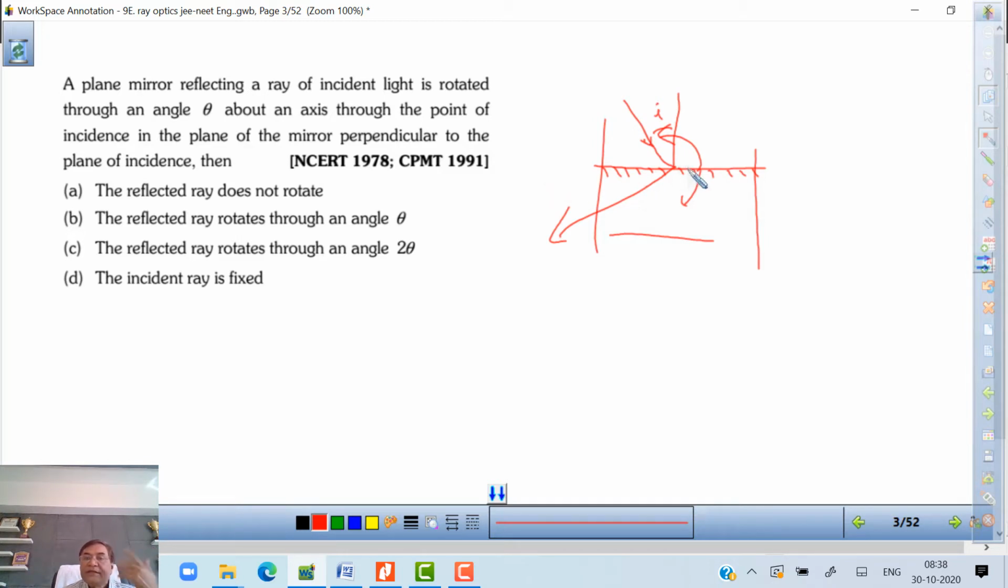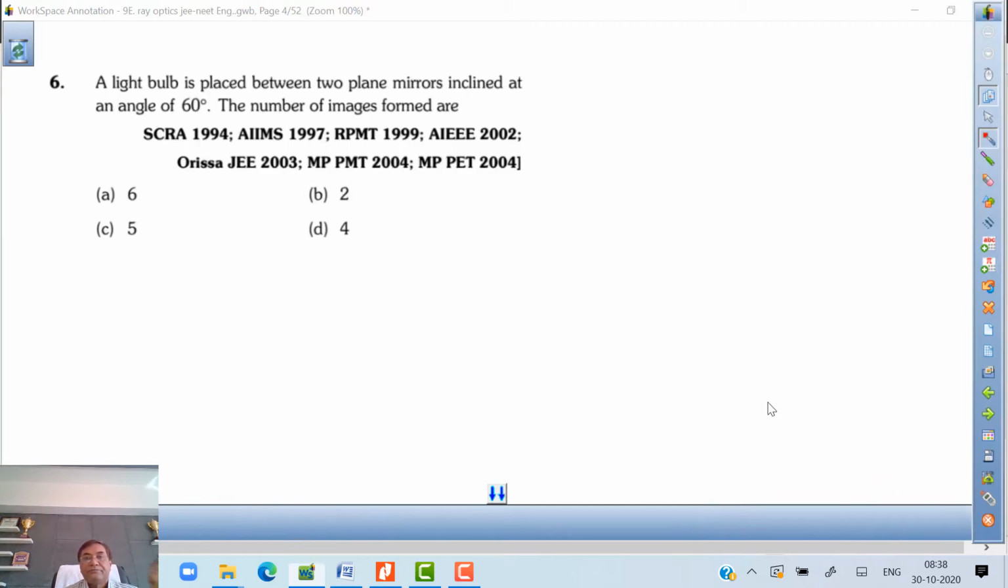So if the mirror is rotated by theta, then the change is 2 theta. The reflected ray rotates through an angle 2 theta. Okay, because change comes at two places. The incident angle will change by theta and therefore the reflected ray is also changed by theta. So the total is 2 theta. So the answer is 2 theta.